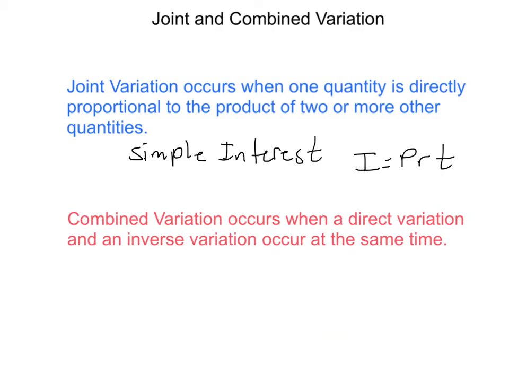The other one is combined variation. Now the difference between them: in a joint variation, it's directly proportional to the product of 2 or more quantities. When you're dealing with a combined variation, that's going to occur when there is a direct variation and an inverse variation in the same problem occurring at the same time. So that would give you a combined variation.